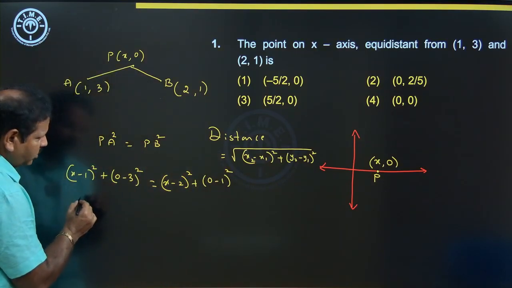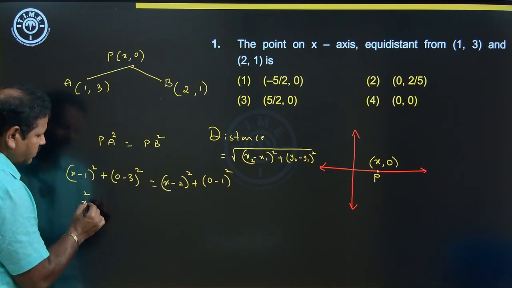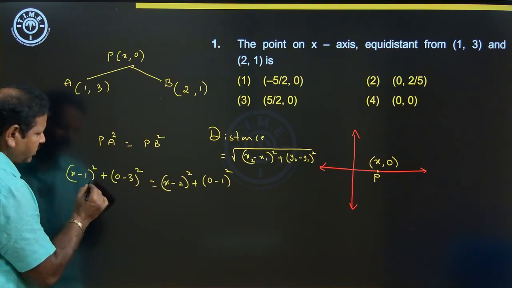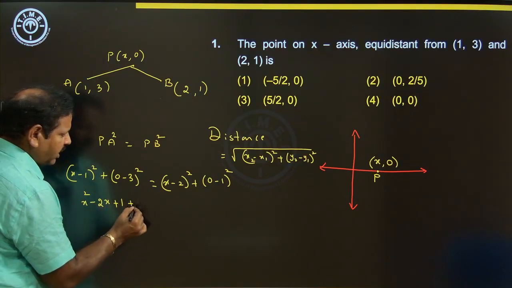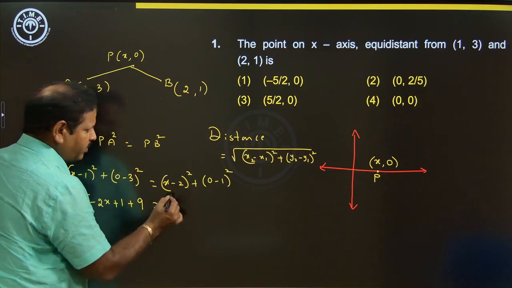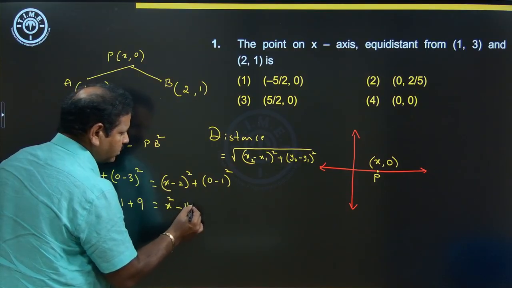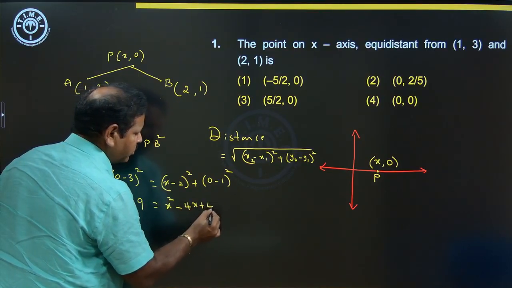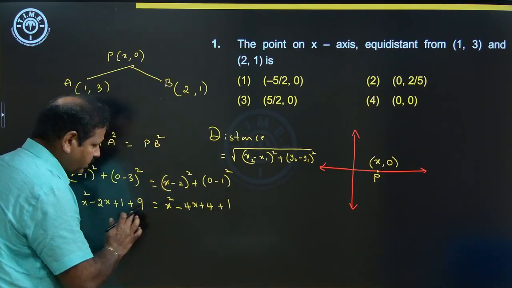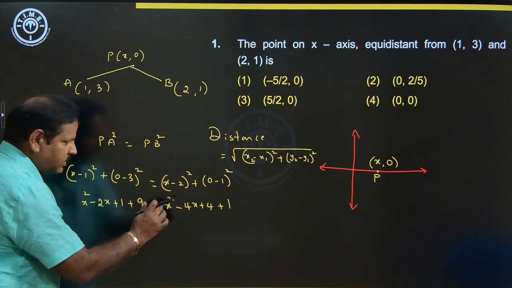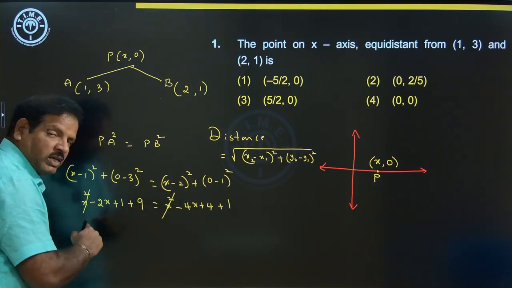Expand this one. (x minus 1) whole square is x square, like (a minus b) whole square, a square minus 2ab: 2 into x into 1 is 2x, 1 square is 1, and (0 minus 3) whole square is 9, equals (x minus 2) whole square, which is x square minus 4x plus 4, plus (0 minus 1) whole square, which is 1. Taking this x square to the other side becomes minus x square, so x square cancels directly.